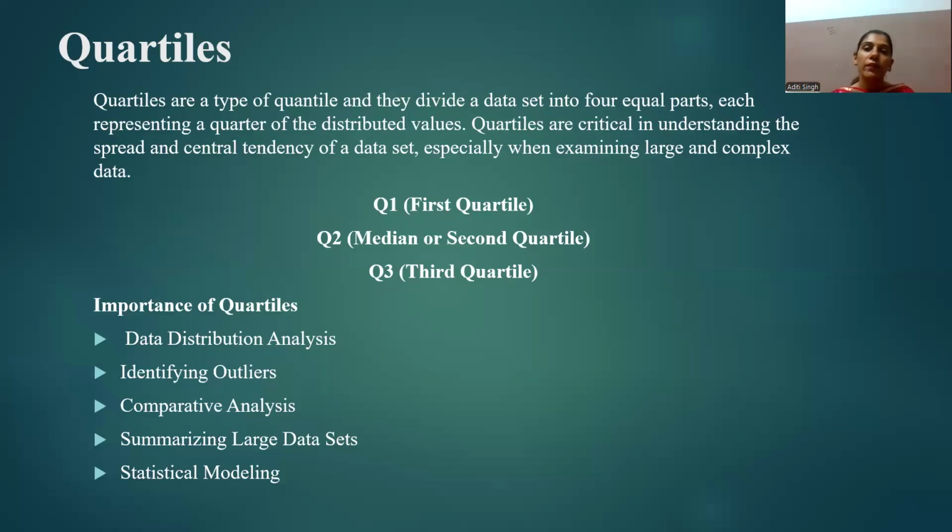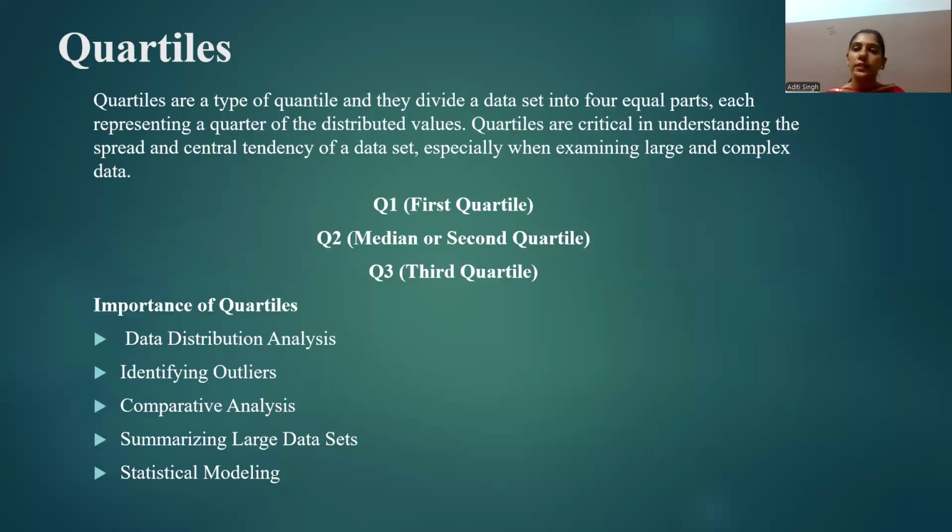When we divide the area into two equal parts, that is median. When we divide the area into four equal parts, that is quartile. When the area is divided into 10 equal parts, that is decile, and the area divided into 100 equal parts is percentile. So this is how we do the calculation of quartile, percentile, and decile.